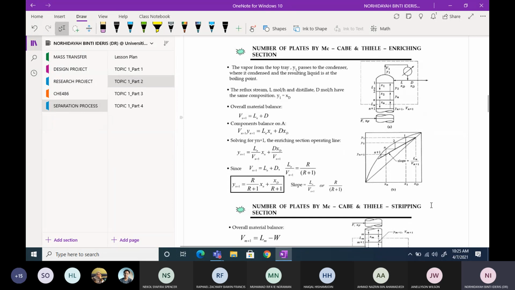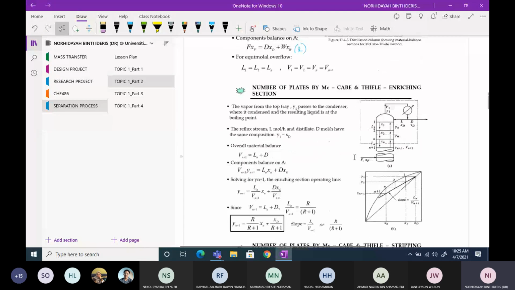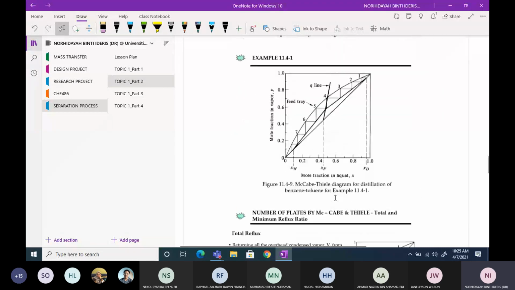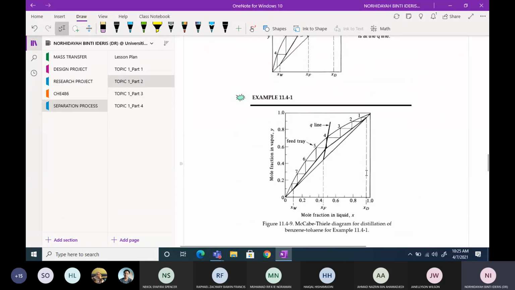All right, so at the end of this class, after we discuss all these things, the objective is that we want to determine first the number of trays, N, and also the location of the feed tray. And also we want to perform a simple distillation mass balance. For example, given the information, you want to find the value of D, the molar flow rate, and the value of W.